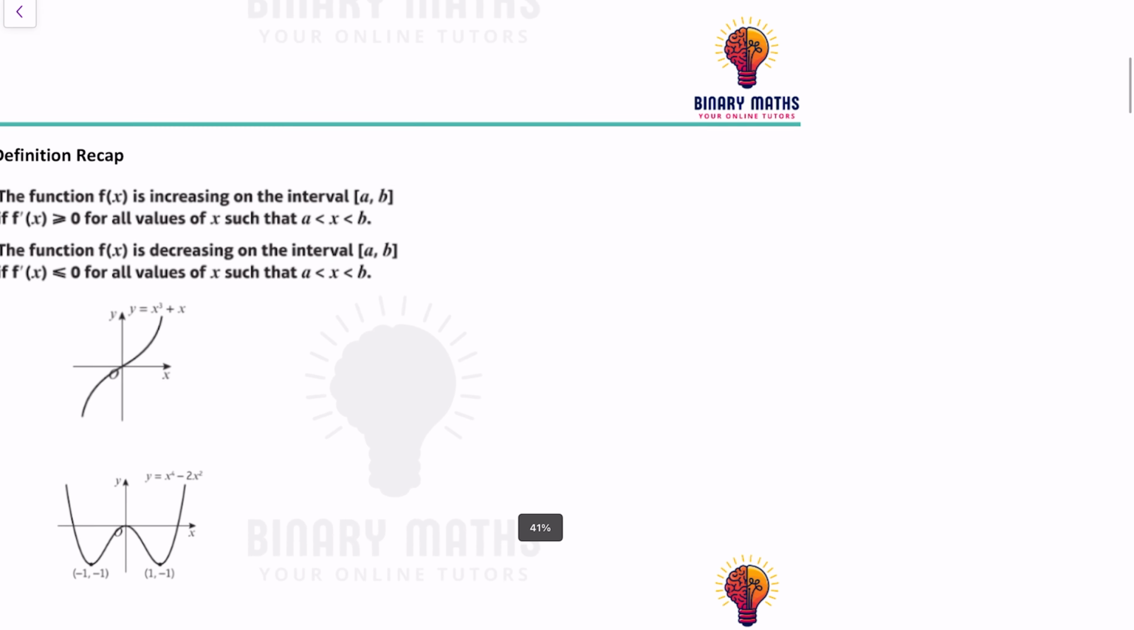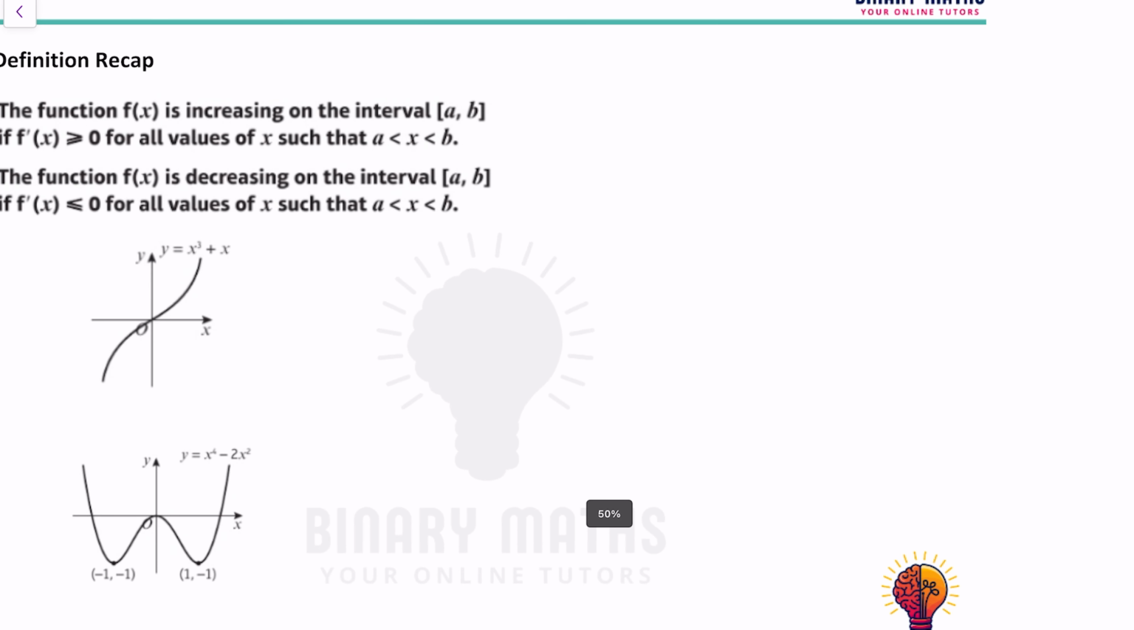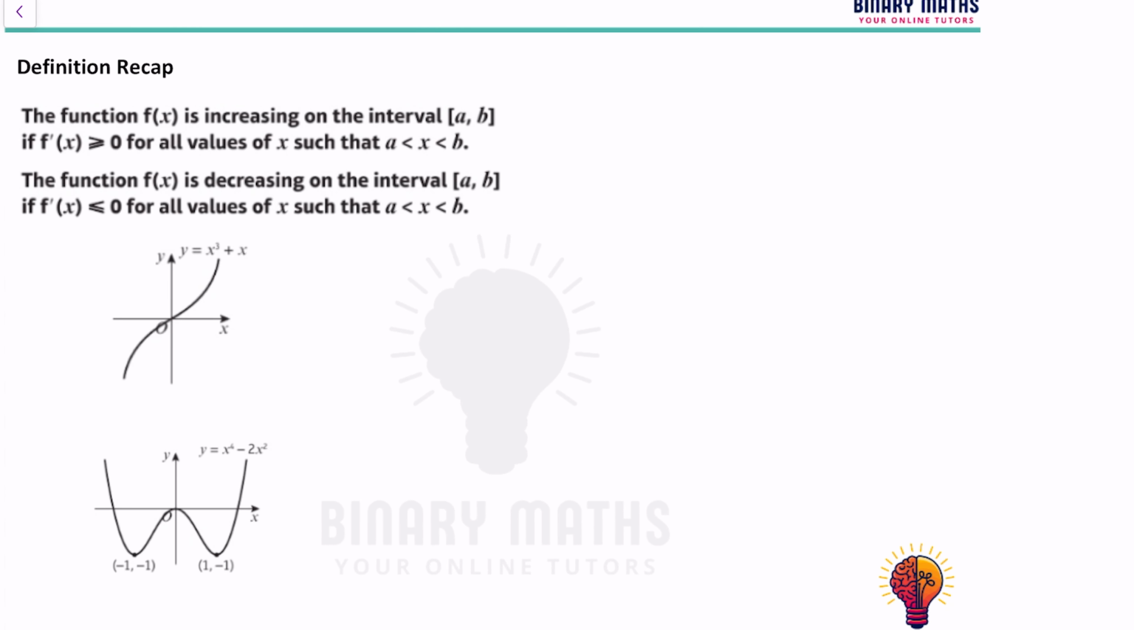Okay, so definition recap. The function f of x is increasing on the interval a and b, so it doesn't have to be increasing throughout the whole graph, it can be between the interval a and b, if f dash of x is greater than or equal to 0 for all values of x, such that a is less than x is less than b. And the function f of x is decreasing on the interval ab if f dash of x is less than or equal to 0 for all values of x, such that a is less than x, which is less than b.